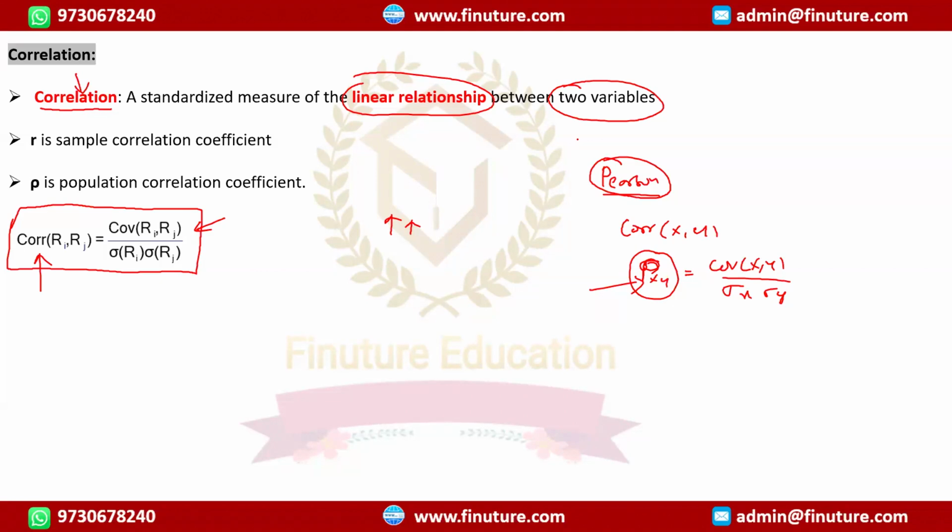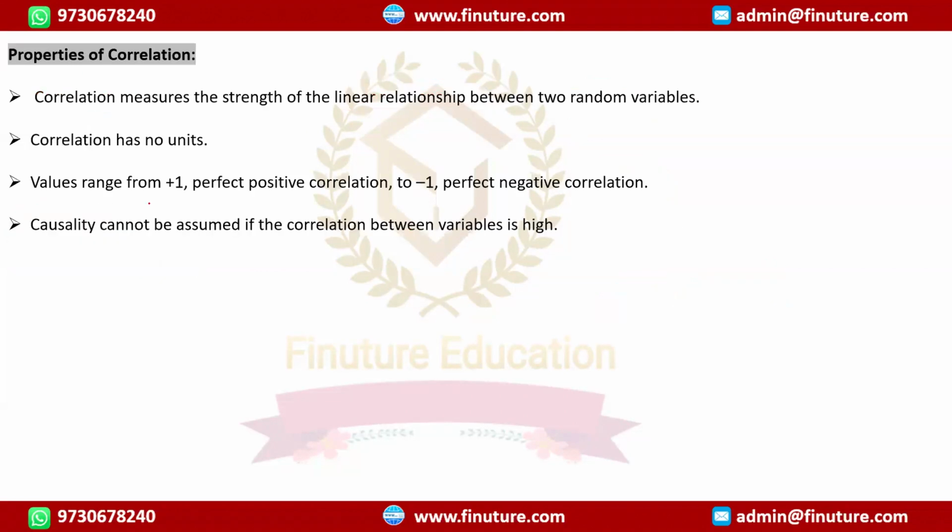So, properties of correlation. Correlation measures the strength of linear relationship between two random variables, and it has no units. The range for correlation is +1 to -1. There could be 1-to-1 correspondence in the same direction or in the opposite direction. Causality cannot be assumed if the correlation between variables is high. So just scrap this point, not really that important. Just remember this point: the range is +1 to -1, and it measures the linear relationship.